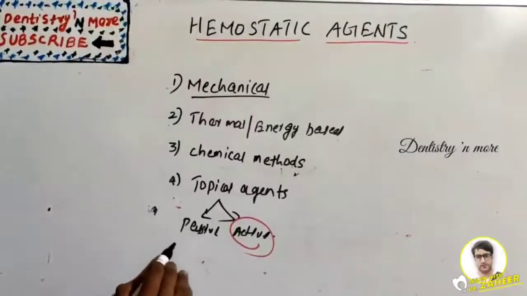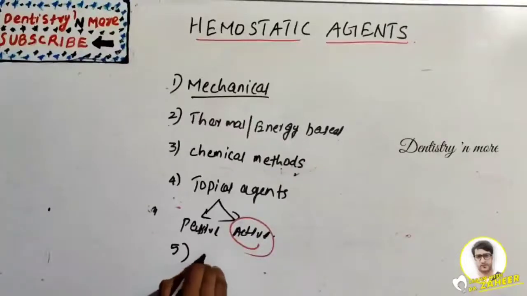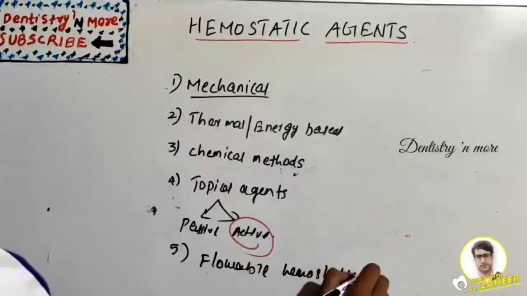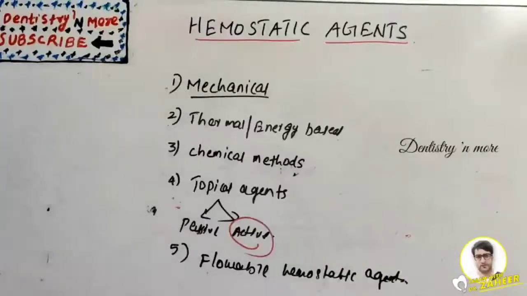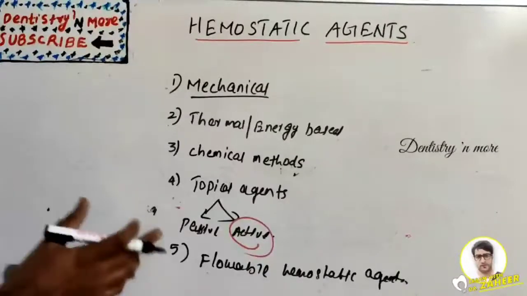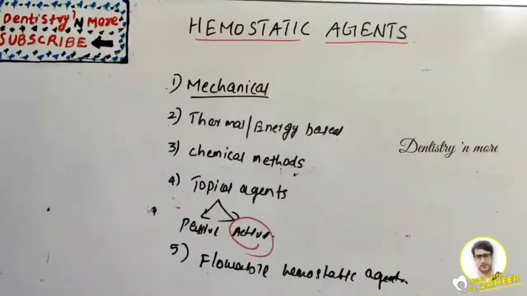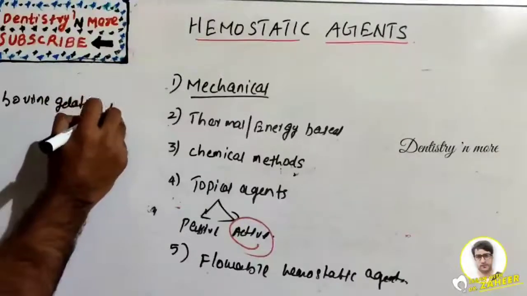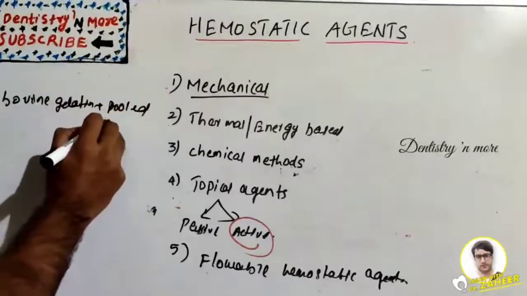And we have one more category, that is flowable hemostatic agents. These flowable hemostatic agents combine passive and active hemostatic agents into a single application product, which works by blocking the blood flow and actively converting fibrinogen to fibrin. Two types of products are available in flowable. One is absorbable bovine gelatin plus pooled human thrombin.